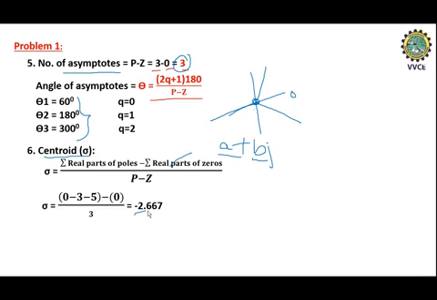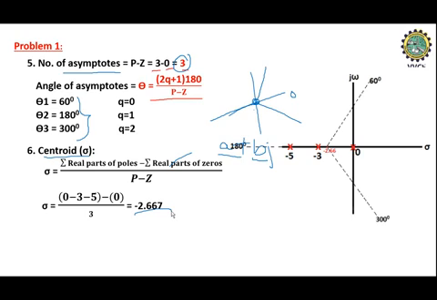Centroid is minus 2.667. So we can plot. So we already plotted the location of poles. Now mark the centroid, that is minus 2.66 here, and mark the direction of infinite branches, that is 60 degree, 180 degree and 300 degree. These are the directions of branches of root locus.